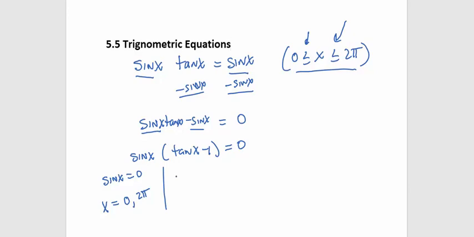All right, and then the other thing that is going to happen here is I want tangent of x minus 1 to be equal to 0, which will happen when tangent of x is actually 1. And tangent of x is equal to 1 at 2 locations. That's at pi over 4 and 5 pi over 4.